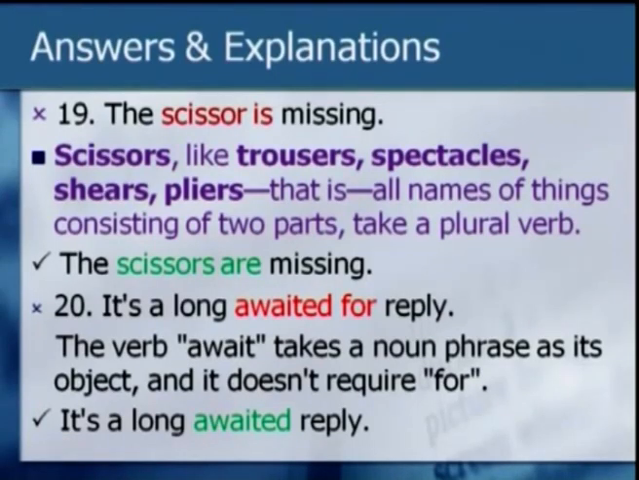The common error lies here, because scissors is always spelt and pronounced with the s, and so are words like trousers, spectacles, shears, pliers. All these words are names of things consisting of two parts. When you look at scissors, it has two parts. When you look at trousers, it again has two parts. Even shears, all of them have two parts, and they are treated as plural.